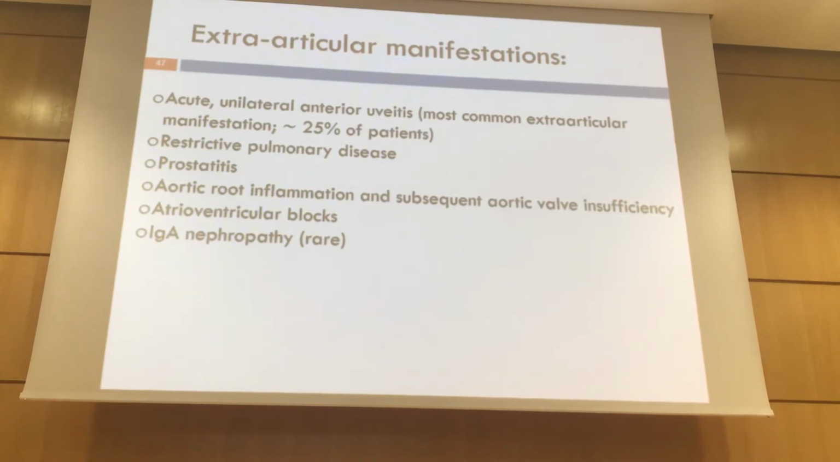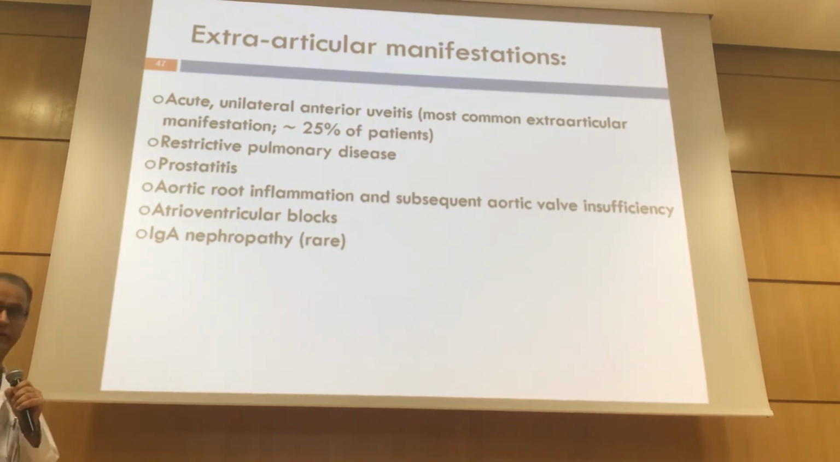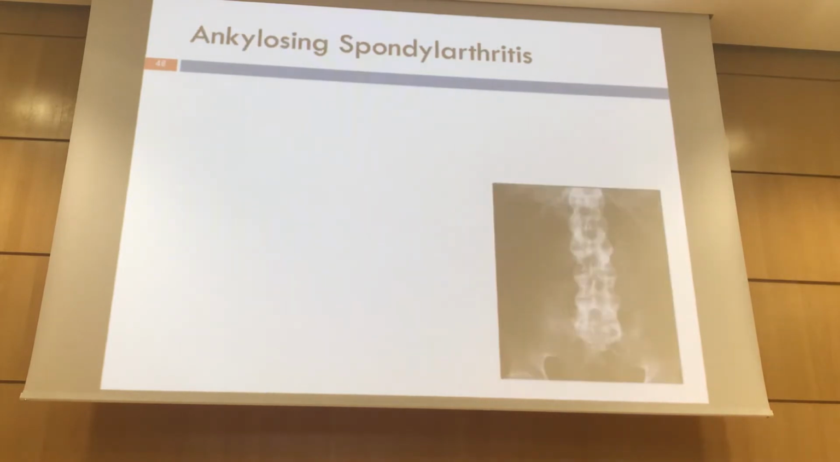So the extra-articular, again, remember rheumatoid. Ankylosing is again a systemic disease that can be associated with extra-articular manifestations. Many. You can spend maybe 30 minutes just naming the conditions. So remember the pulmonary, prostatitis, aortic inflammation, eye, anterior uveitis, IgA nephropathy, and AV block. Okay? So there are many conditions that can be associated with ankylosing spondylitis.